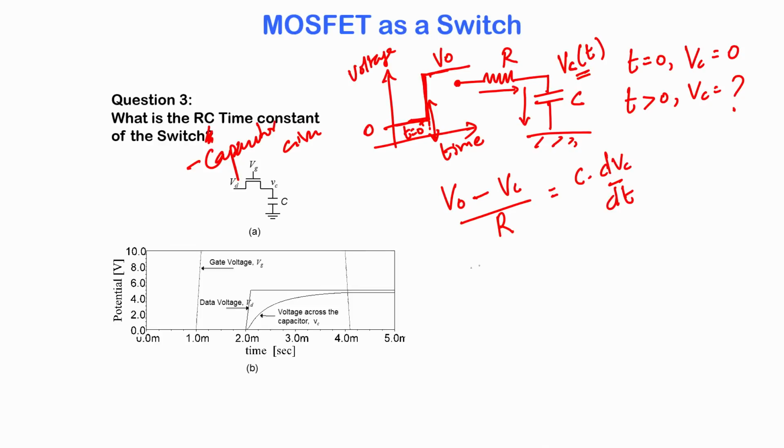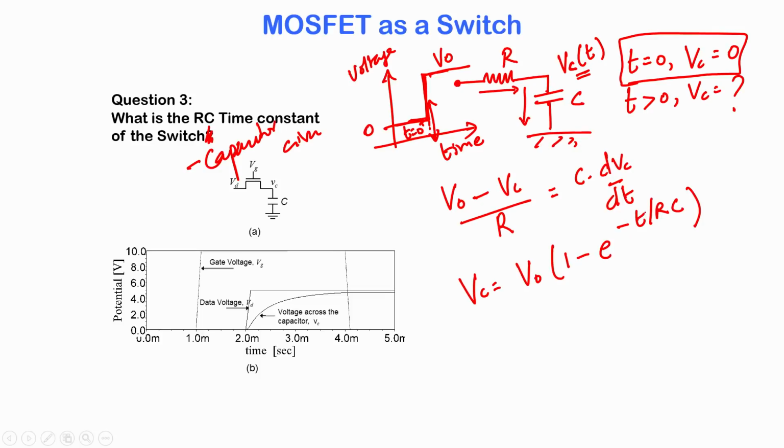And solving this differential equation, you apply the boundary condition that at t equal to 0, Vc is 0, and you will find that Vc is equal to V naught into 1 minus e to the power minus t by RC. You will end up with this answer. This RC has the dimensions of time, and therefore RC is called the time constant of the circuit.